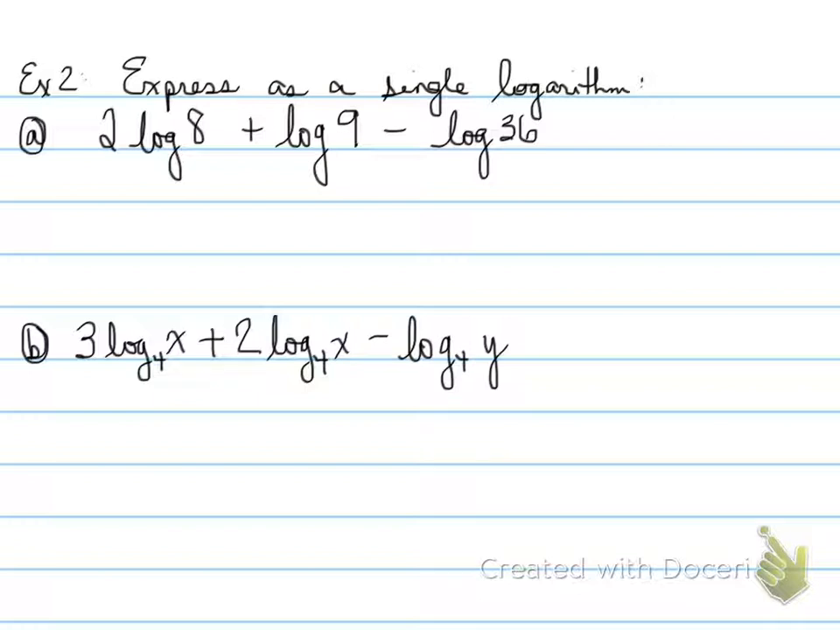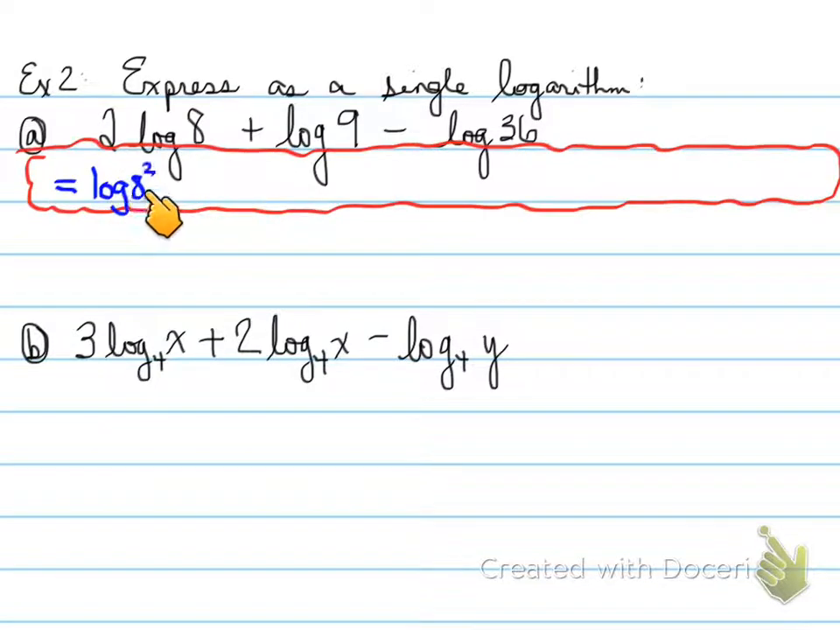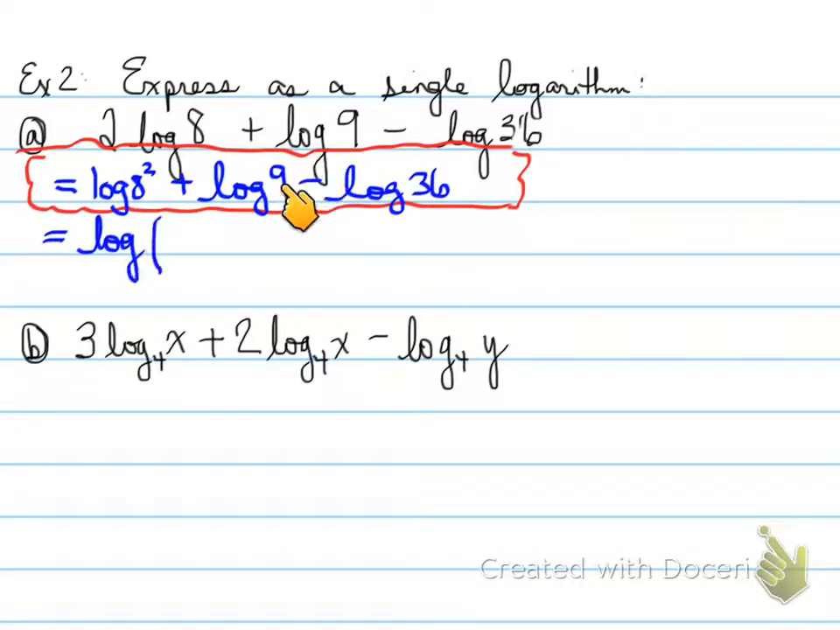2 log 8 plus log 9 minus log 36. We note that they have the same log with the same base. Because of that, we can use the log laws and log properties as we know them. 2 log 8 is equal to, now let's rewrite it, log base 10 of 8 squared, plus log of 9 minus log of 36.